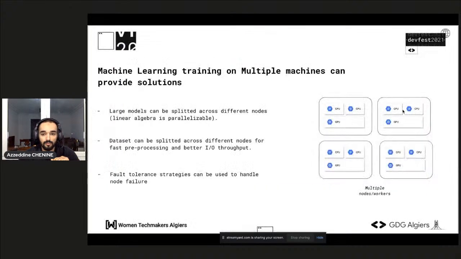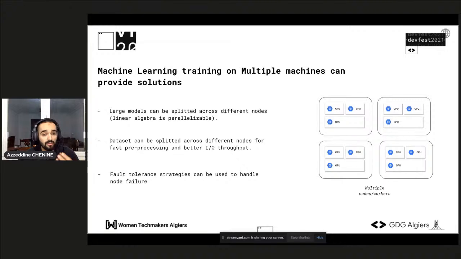Next slide. In machine learning on multiple machines, what you can do is provide your training workflow with multiple nodes. Let's say, for example, as you see on the right, 4 nodes. You can, for example, split your large model across different nodes, and we will see how you can do that, because basically linear algebra is parallelizable. So if you have operations happening inside your training workflow, you can parallelize them. This seems easy when doing distributed machine learning on distributed infrastructure. You can parallelize all the math happening there.